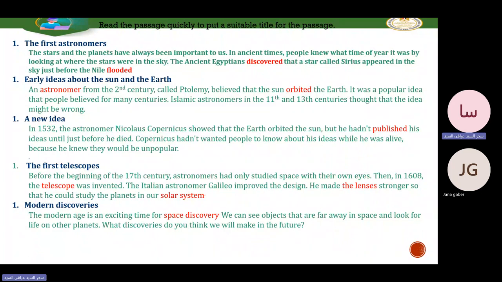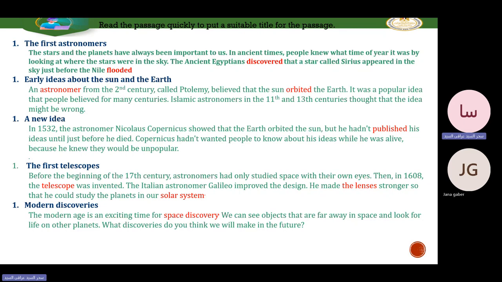Modern discoveries. What about nowadays? The modern age is an exciting time for space discovery, of course. We can see objects that are far away in space and look for life on other planets. Okay. What discoveries do you think we will make in the future? Have you ever imagined that? What can we discover in the future?